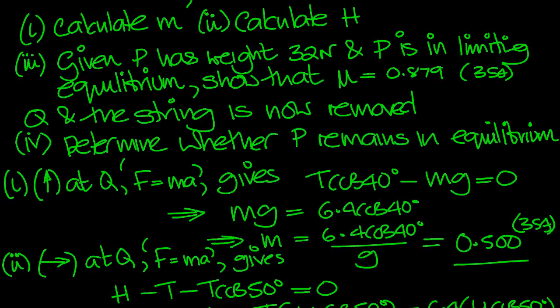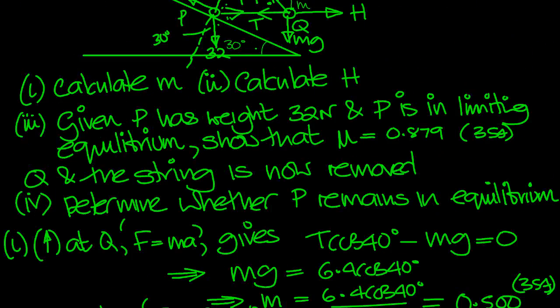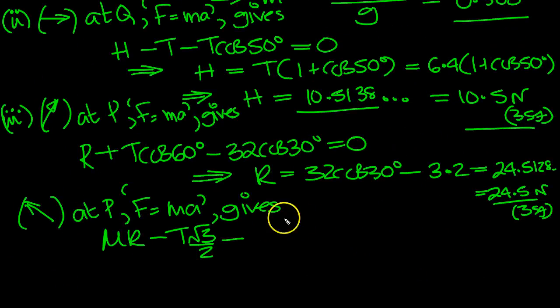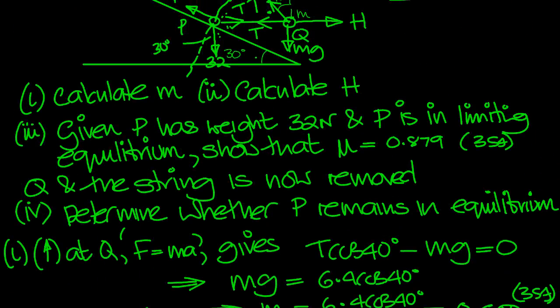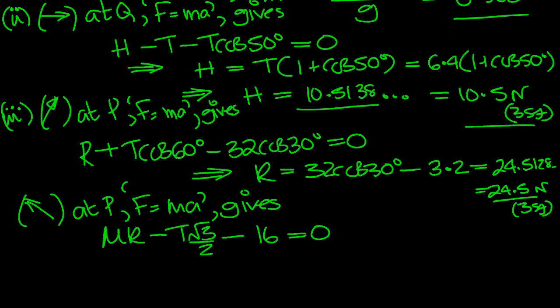Minus T cos 30. Cos 30 is root 3 over 2. Minus the weight component. Let's look at that again. 32 cos of this, 60, because this is 30, this is 60. 32 cos 60 is 32 sine 30, which is a half. 16 equals 0, because those are the only three forces in that component, isn't it? This one, this component, and the tension component. That's fine. They're in equilibrium, so the resultant force is naught.